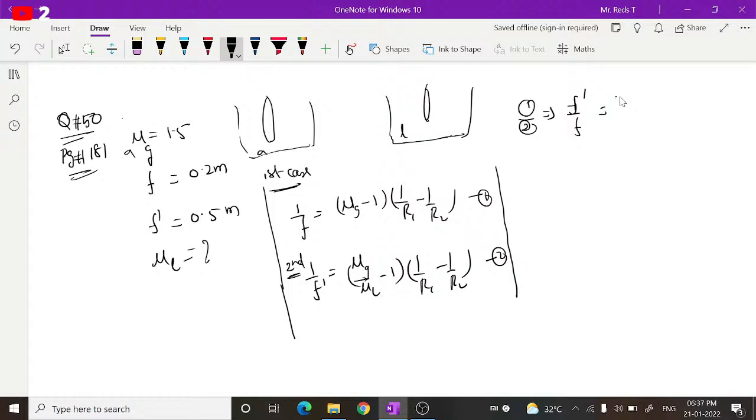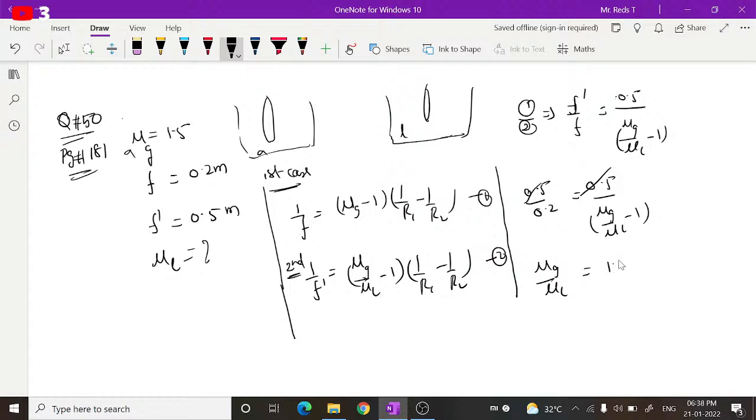So mu g is 1.5, 1.5 minus 1 is 0.5. You can take the other as it is, mu g by mu l minus 1, and here you can substitute the values of f dash and f also. f dash is 0.5 by f is 0.2 is equal to 0.5 by mu g by mu l minus 1. 0.5 gets cancelled, then mu g by mu l minus 1 is equal to 0.2, or this is equal to 0.2 plus 1, so it becomes 1.2.